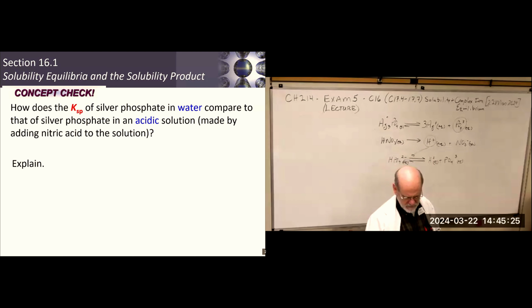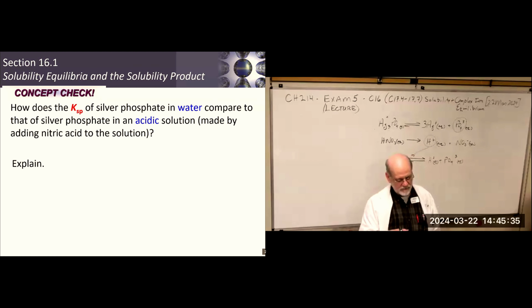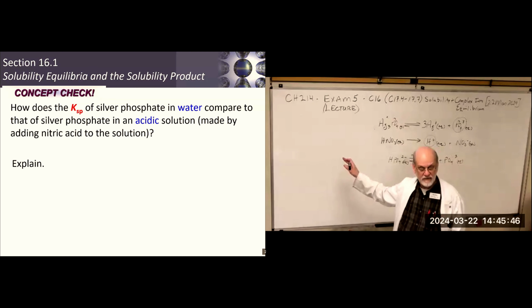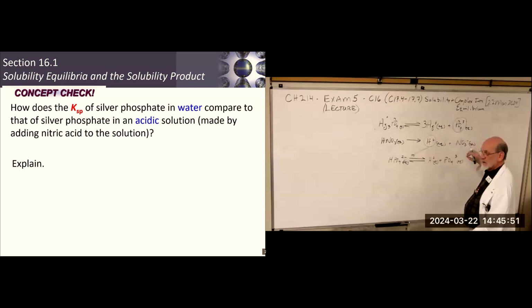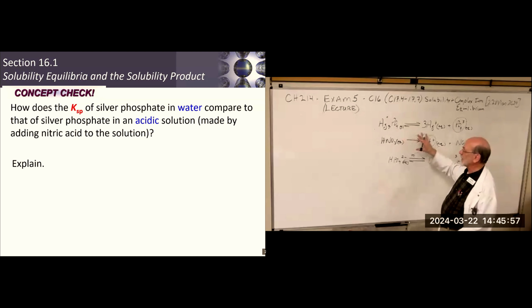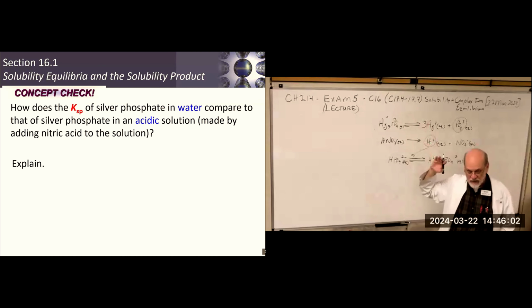Okay, I thought we just answered that one. No, we didn't answer this one. How does the solubility product of silver phosphate in water compare to that of silver phosphate in acidic solution? It's a trick question. It's exactly the same. The KSP is the same no matter what else you put in there with it. Right? The KSP talks about this reaction here. If we make the solution acidic, then we're coupling a reaction. We're not changing this reaction at all. So the KSP is the same no matter what you do with it.